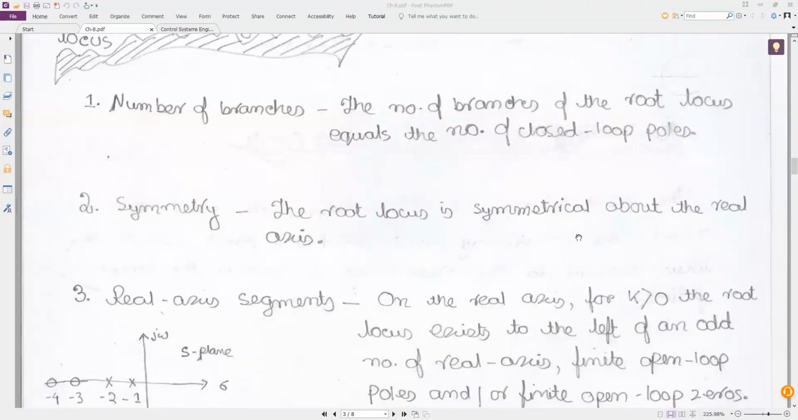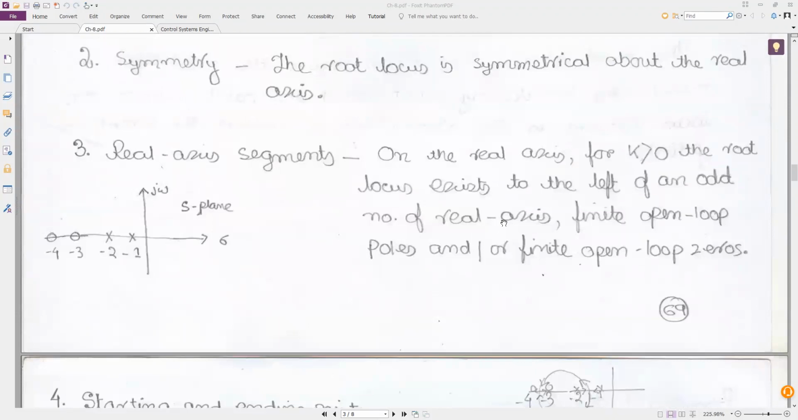Symmetry: the root locus is symmetrical about the real axis. So the root locus would be symmetrical about the real axis. So the first point is the number of branches, the second point is symmetry, and the third point is the real axis segments.